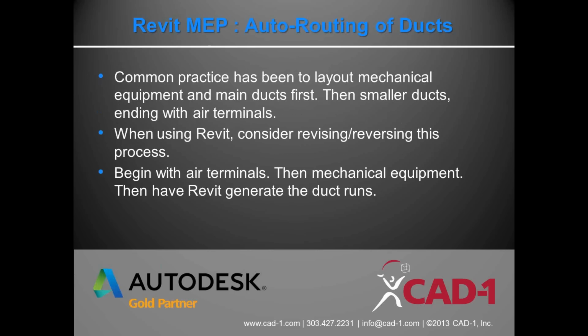So a common practice, and every company is a little bit different, has been to lay out mechanical equipment first, the big pieces first, and then the main ducts, getting smaller and smaller. You might want to consider, when using Revit, doing it in almost a reverse order. Start with the air terminals, and I'll show you why. Let's say you just get the DD phase. I'm going to bring up Revit.